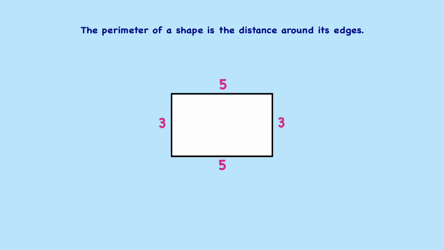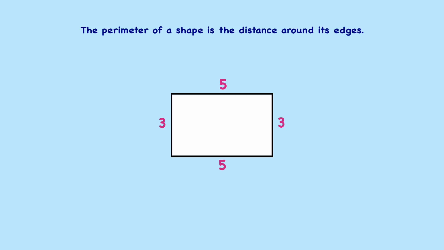Perimeter. In this video, we're going to look at how we can calculate the perimeter of shapes. The perimeter of a shape is the distance around its edges. Let's have a look at this rectangle here. We can see that the long side measures 5 and the short sides measure 3.